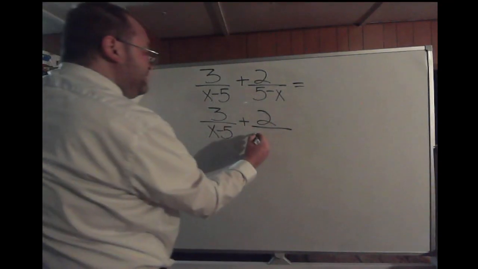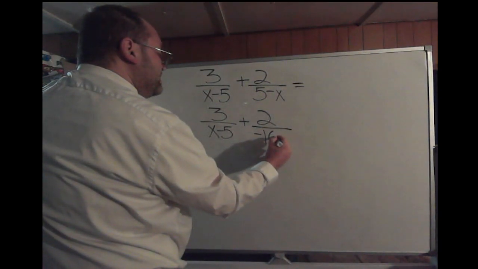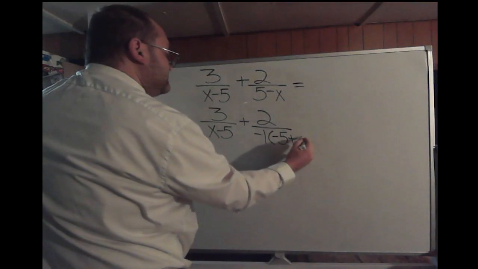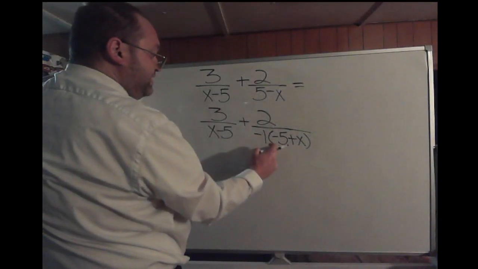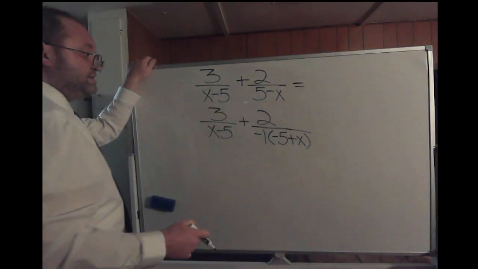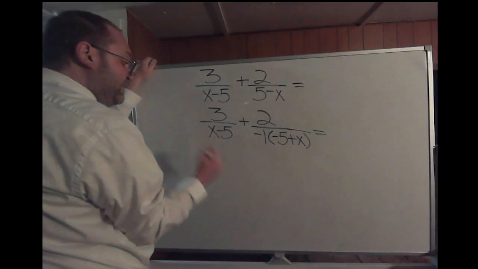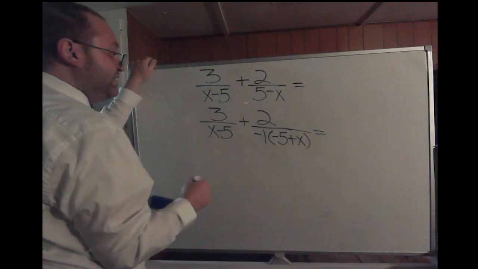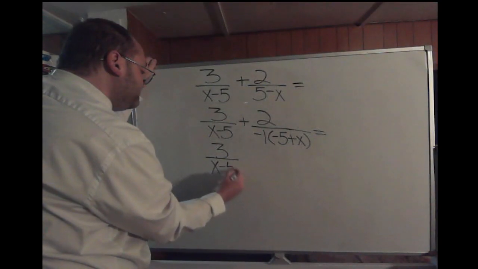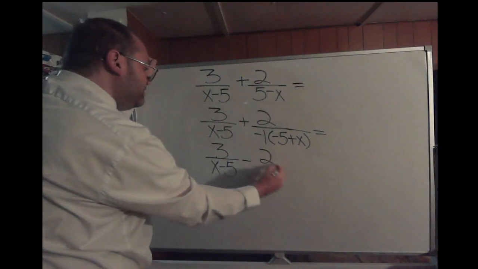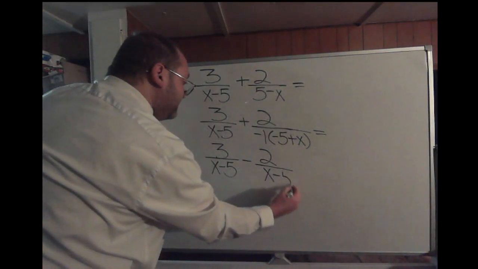Now if you factor out a negative 1, you would get negative 5 plus x. So then negative 1 times negative 5, that's positive 5. The negative 1 times x, well, that's negative x. Well, that negative 1, we can go ahead and move that to the numerator, right? Because we don't want to have a negative in the denominator. What you would end up getting is 3 over x minus 5 minus, you'll have 2 all over, that negative 5 plus x is the same as x minus 5.